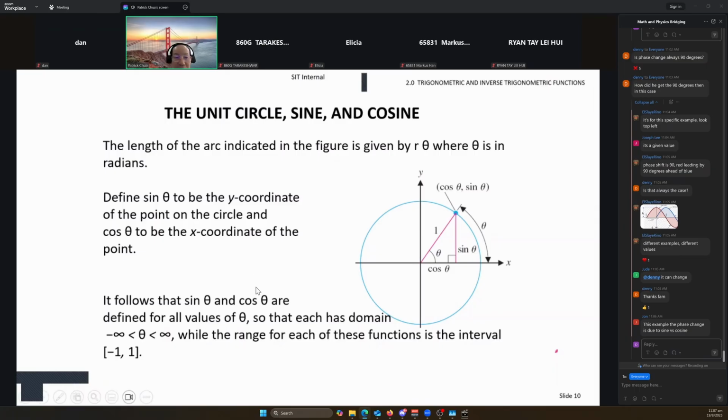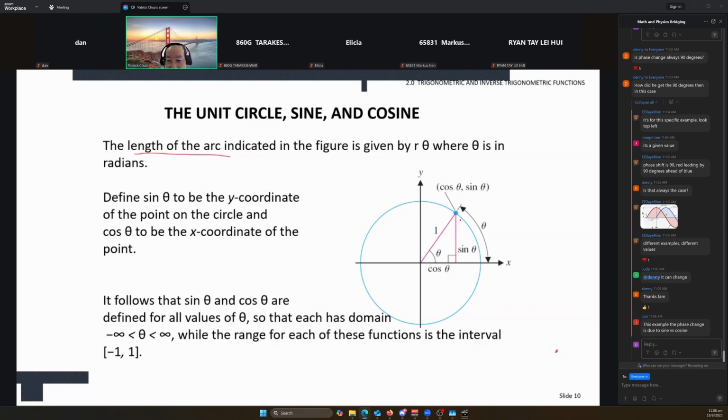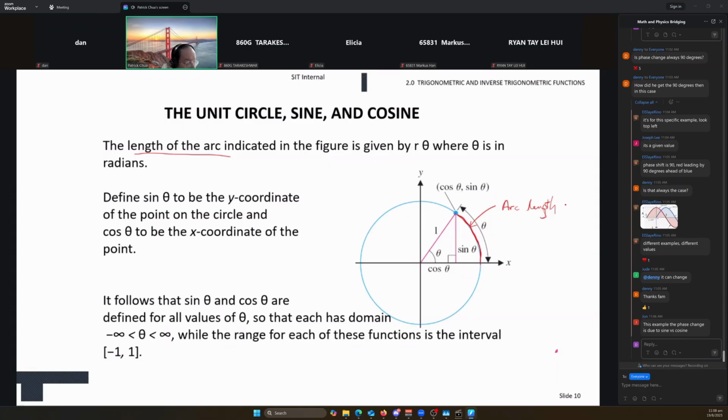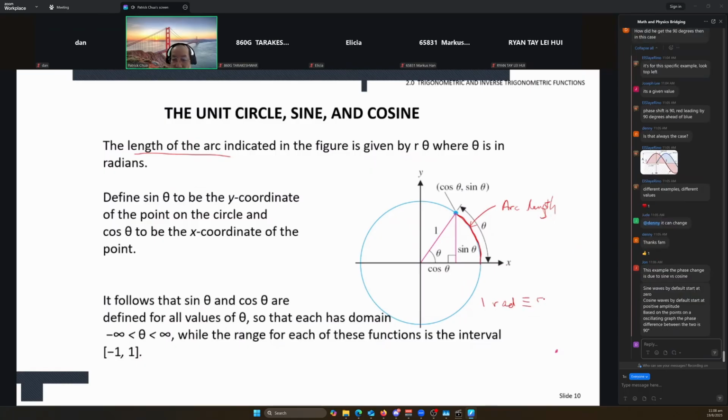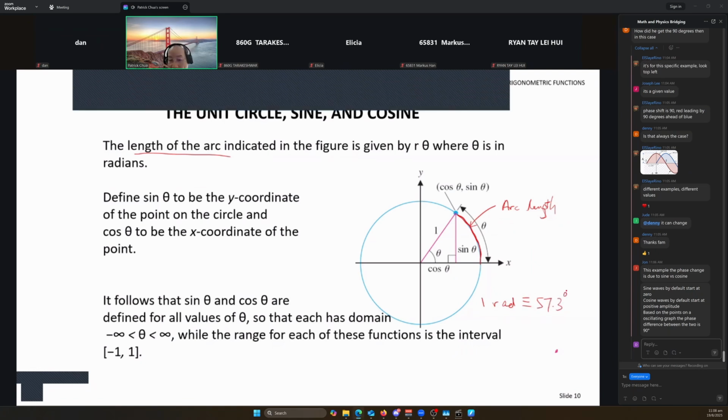Okay. Now, next is the arc length. Arc length is when you are on a circle. That's the arc length. Okay, that's called the arc length. All right. Now, people would always wonder how come 1 radian is, how much is 1 radian? 1 radian is equivalent to 57.3 degrees. How do we get that?